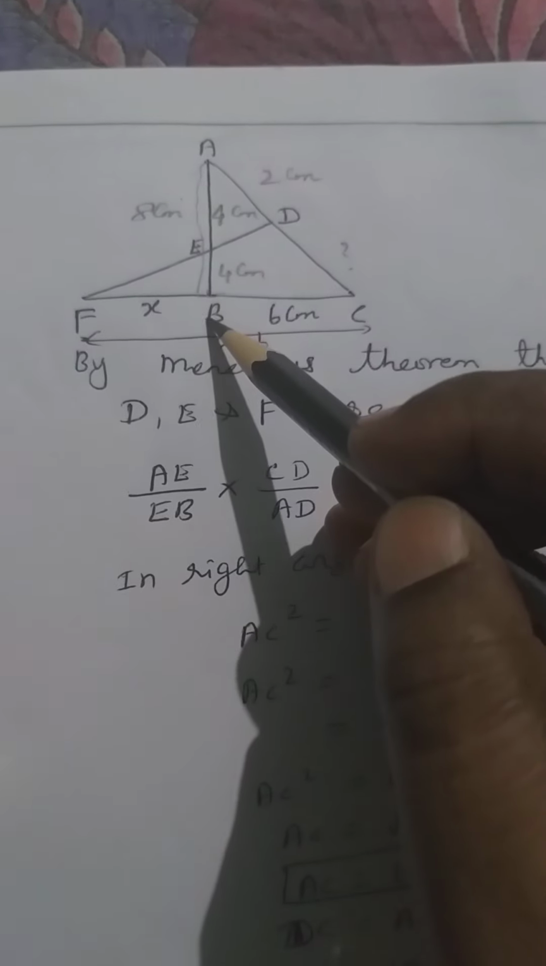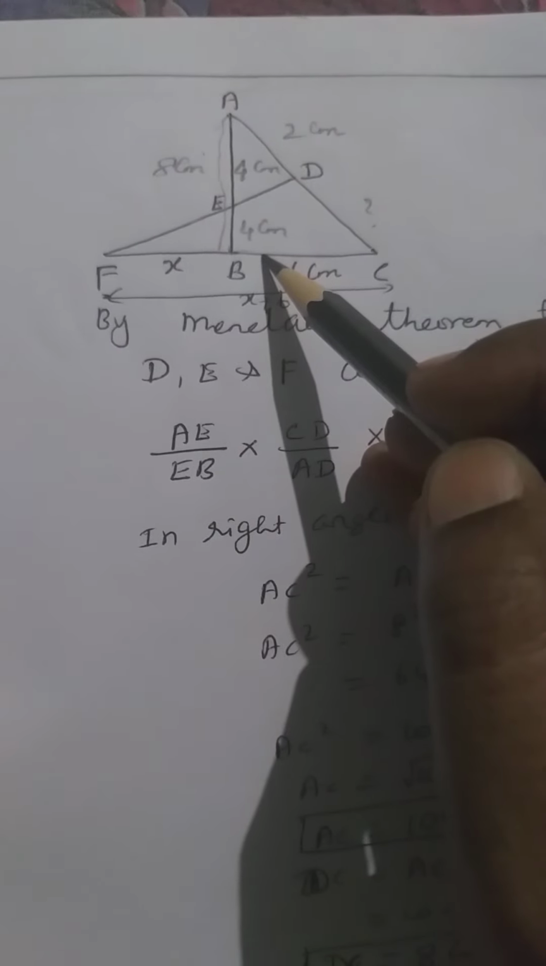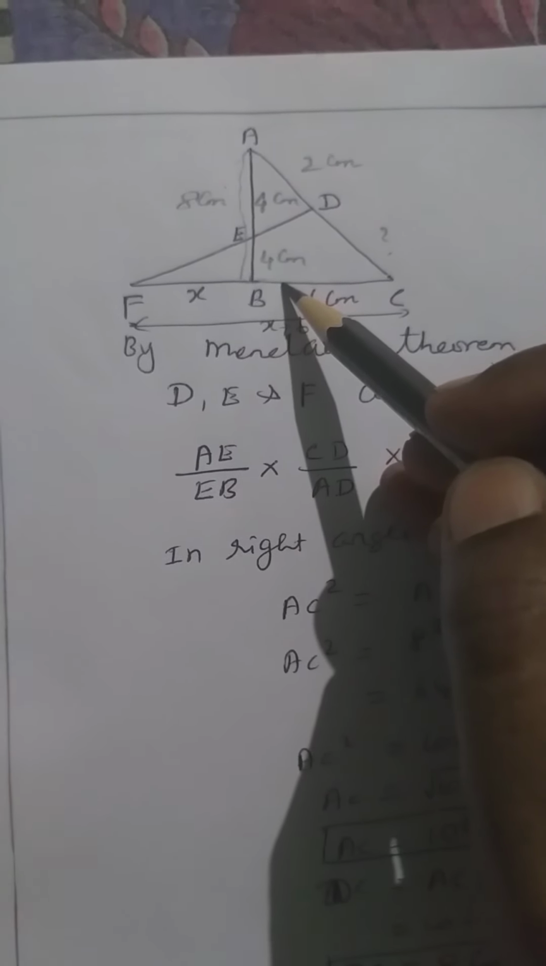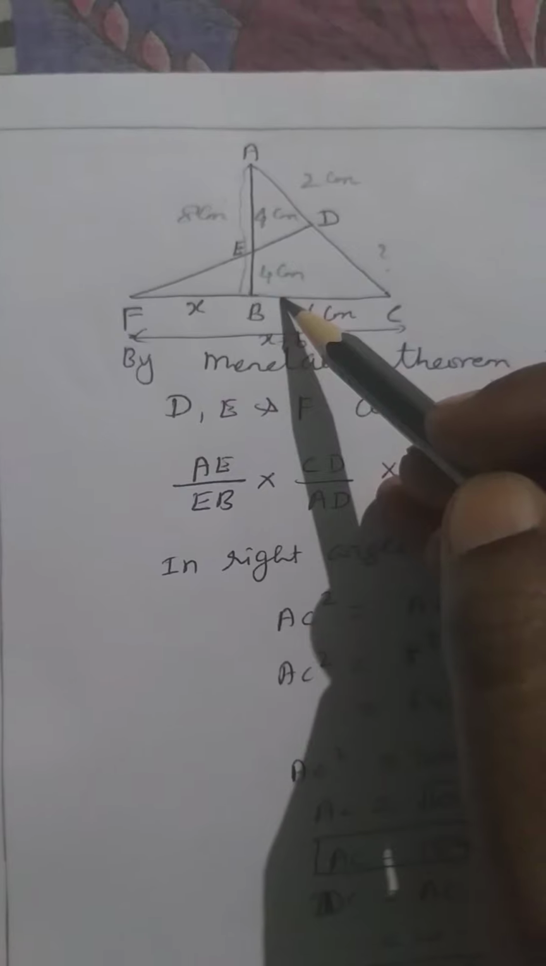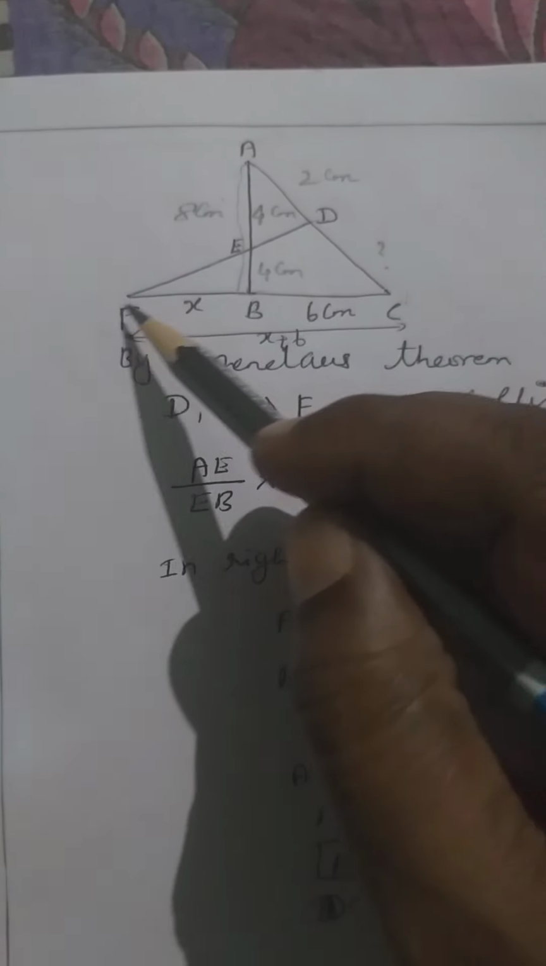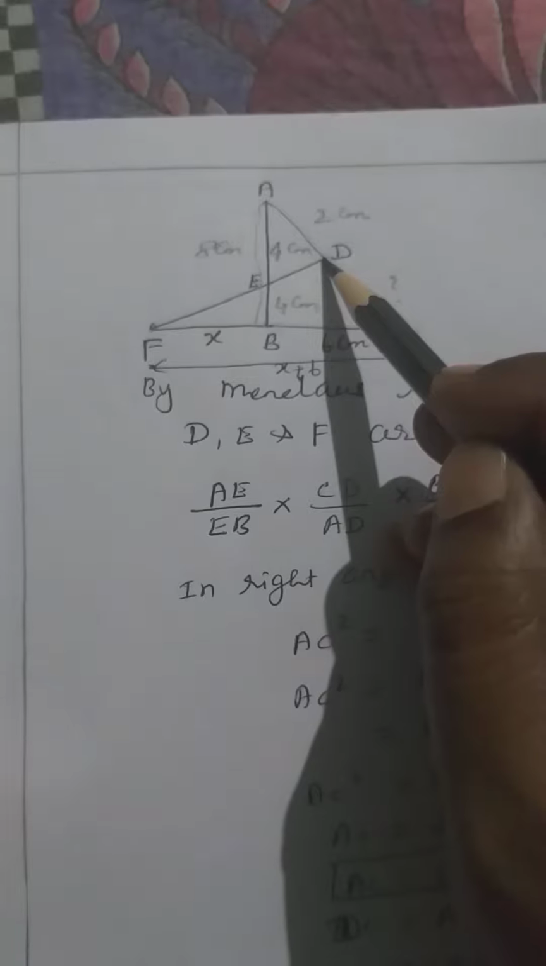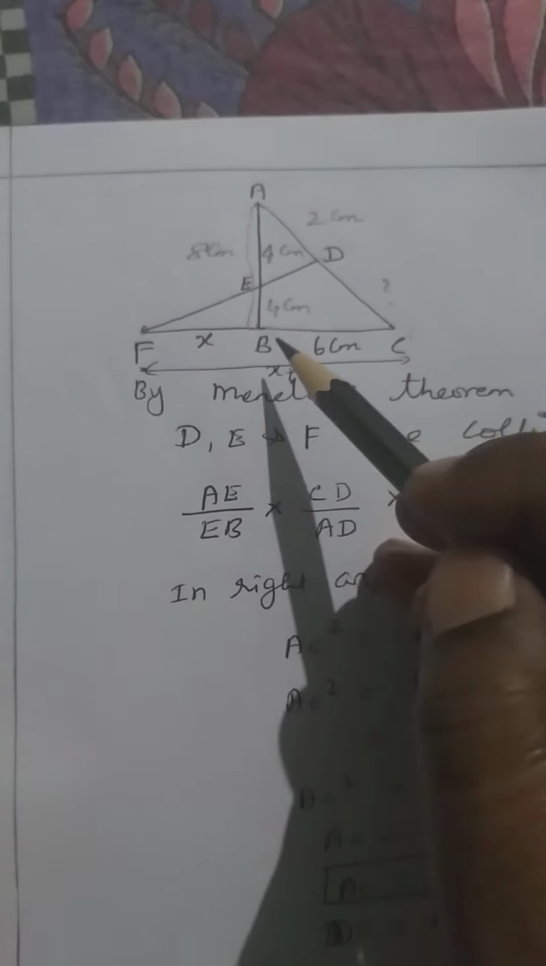Next, AB is equal to 8 centimeters, so this one is 4 and this one is 4. D is a point on AC, mark that. Next, extend the line BE; if you produce that line, consider that point as F. Next, join FD. Now you are going to find the length of BF. That is the problem. Understand?